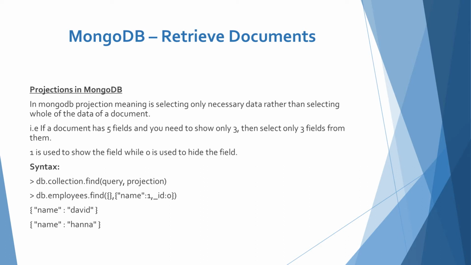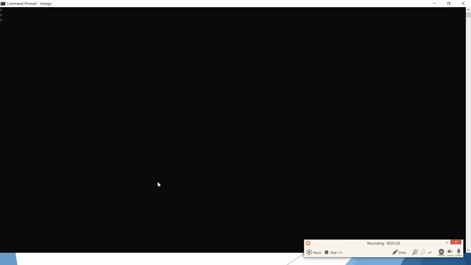But in MongoDB, db.employees.find, and inside it the query and projection. The first parameter is the query and the second is the projection. Whatever fields you want to display, you have to specify them. That's it. We'll see examples, and you will get it.